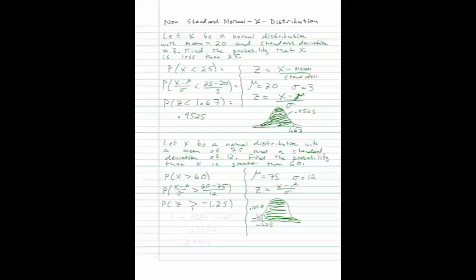So if I want the area to the right, I've got to take 1 minus the area to the left. So 1 minus the probability z is less than negative 1.25 becomes 1 minus 0.1056, which gives me 0.8944.